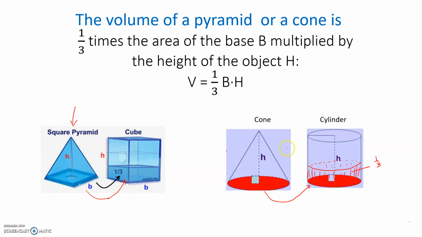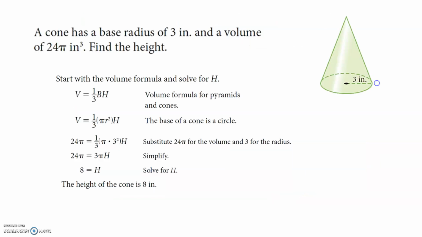And then I kind of fudged this one, so I found a picture of a cone and a cylinder, and I tried to get the same drawing here. So when I pour this in here, it only gets filled 1/3 of the way. So the volume of the cone is equal to 1/3 times the volume of a cylinder, which is area of the base times the height of the object. Okay, now there are two examples that they give you in the book.